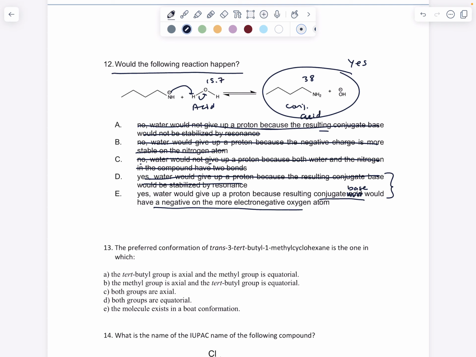Okay, the next question. The preferred conformation of trans-3-tert-butyl-1-methylcyclohexane. I'm going to do this a few different ways. First, we know that all of the things pointing up are alternating axial, equatorial, axial, right? So if I have something that's 3, 1, and it's trans, then I'm just going to pick equatorial for one position, and then the next position would have to be axial. So we need one group axial and one group equatorial.